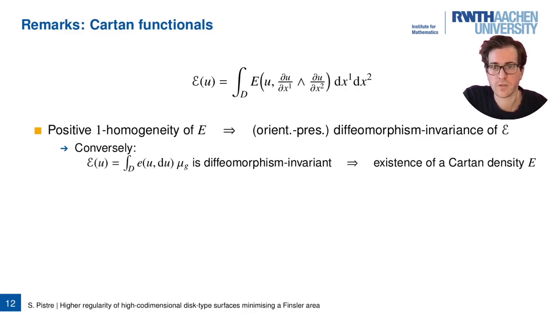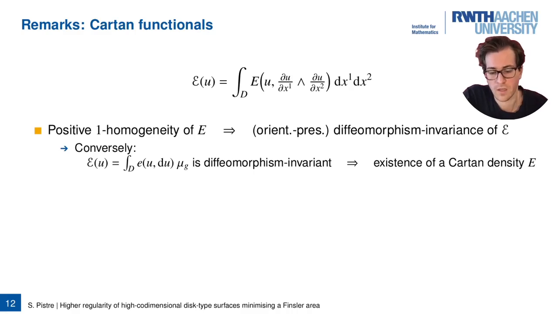And you need positive one homogeneity here for the orientation preserving property. If you had absolute one homogeneity, you wouldn't need to care for the orientation. And I guess that would be interesting if the manifolds that you're looking at are not orientable.